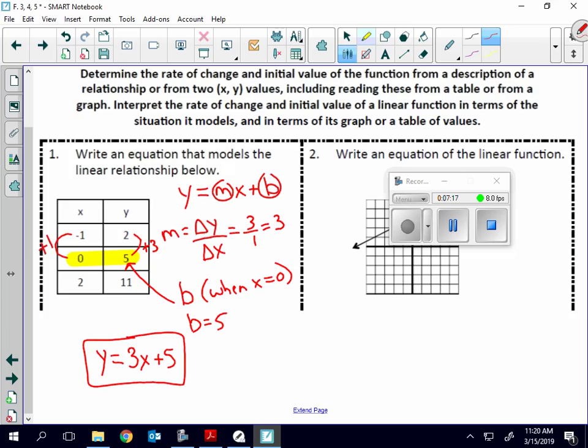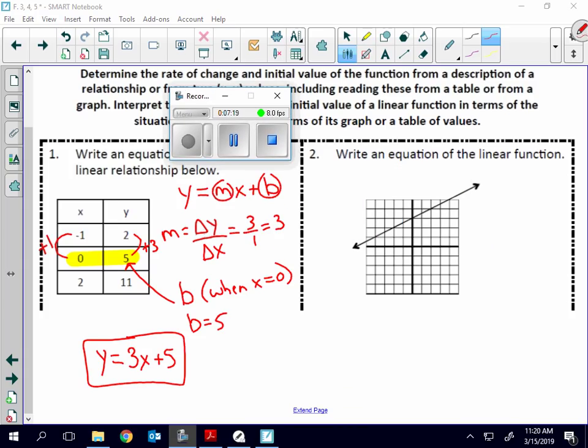Okay. Number 2. Write an equation of this linear function. So we have slope. Well, it's the rise over the run, which is the change in y over change in x. It's the same thing. From a graph, look for the rise and the run. Pick any 2 points that you can see and find the rise over the run. I'm going to pick these 2. Maybe you picked different points.